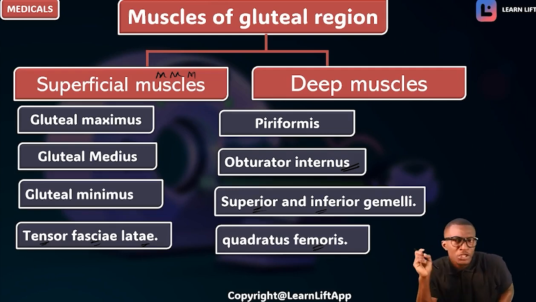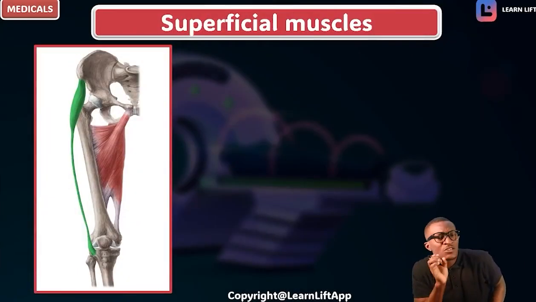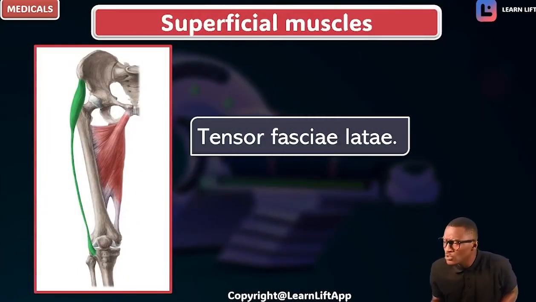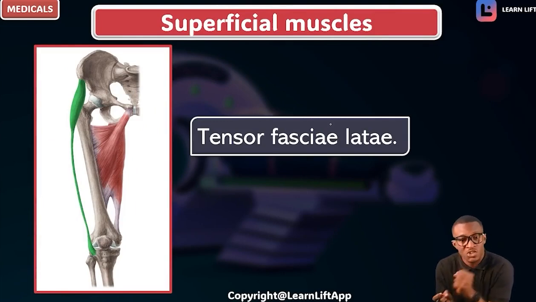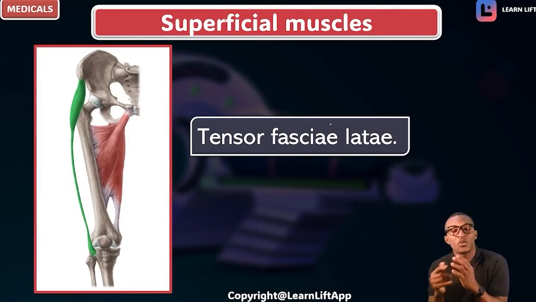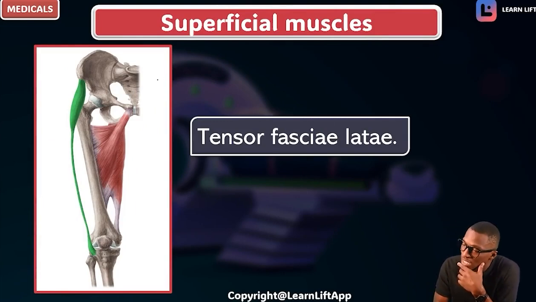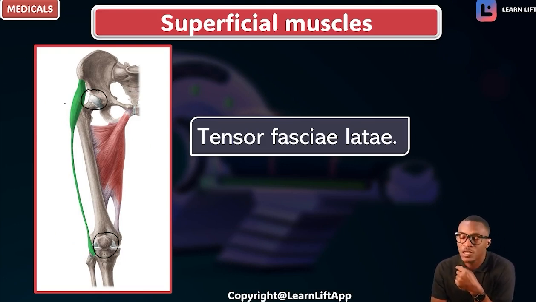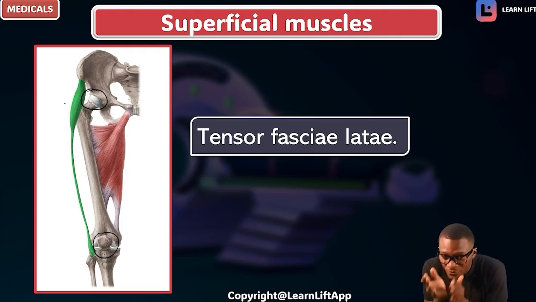Now, let's appreciate the diagram. First, let's start with the tensor fascia lata. Look at it. This is what we call the tensor. We said the word tensor means stretch. The word fascia talks about covering, while the word lata means side. You can see that this muscle is at the side, so it aims toward the knee joint, as well as the hip joint. So it plays a role too in the hip joint. So the first muscle is the tensor fascia lata.